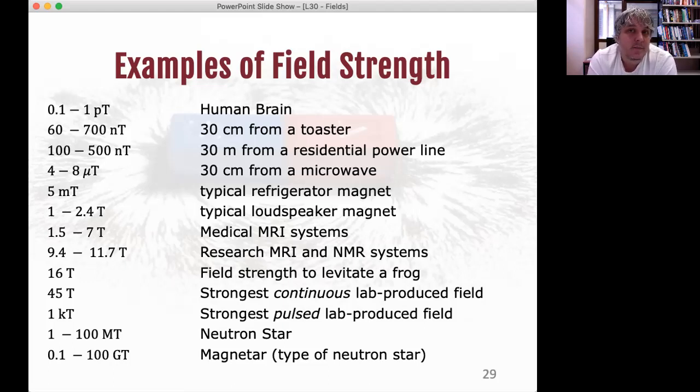Neutron stars. They're a type of star that's very dense and they've got a strongish magnetic field of 1 to 100 megatesla. I say strongish, that's very strong for all the other things we've just looked at, but there are specific types of neutron stars which have much higher magnetic fields and they can get up to 100 gigatesla. So there's a whole range of magnetic field strengths through the universe as one would expect.